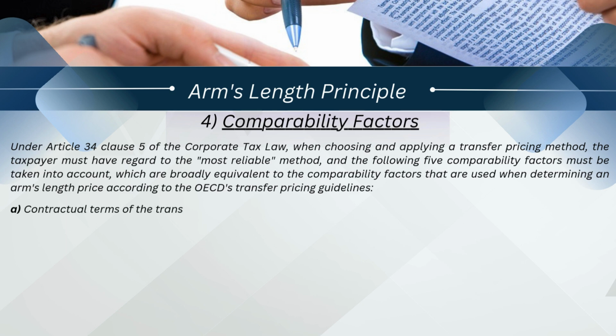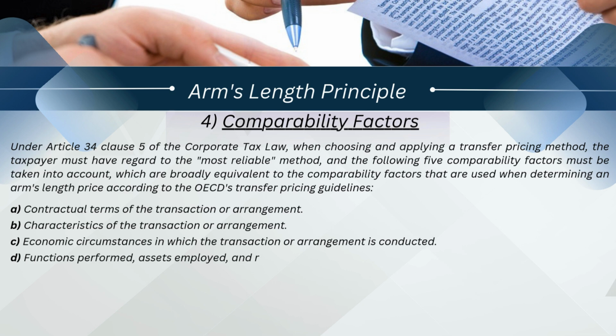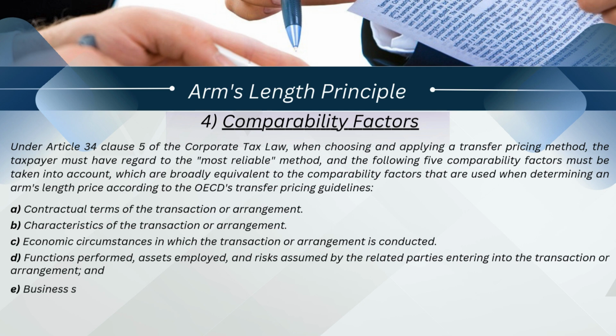Contractual terms of the transaction or arrangement, characteristics of the transaction or arrangement, economic circumstances in which the transaction or arrangement is conducted, functions performed, assets employed, and risks assumed by the related parties entering into the transaction or arrangement, and business strategies employed by the related parties entering into the transaction or arrangement.